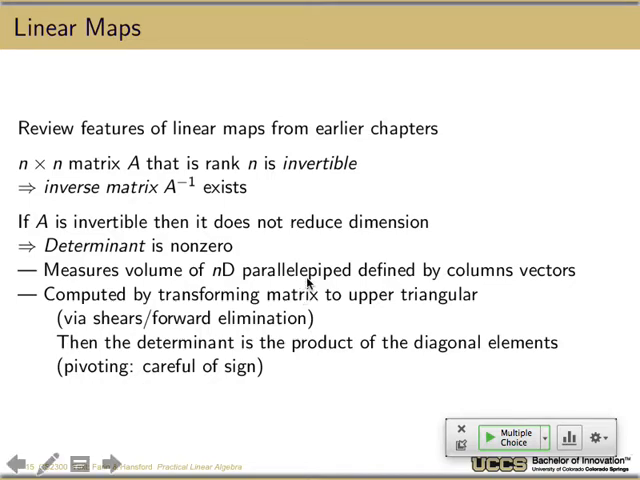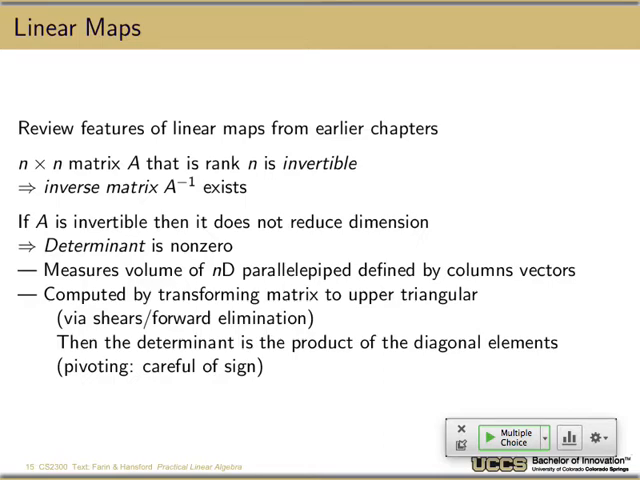The determinant of that matrix measures the volume of the n-dimensional parallelepiped defined by the column vectors. So if I look at my matrix as a bunch of column vectors, then that forms some parallelepiped in space. Again, in 3D we can draw these. Here's my coordinate space, those vectors form a parallelepiped in 3 space, and the volume of that is what the determinant is.